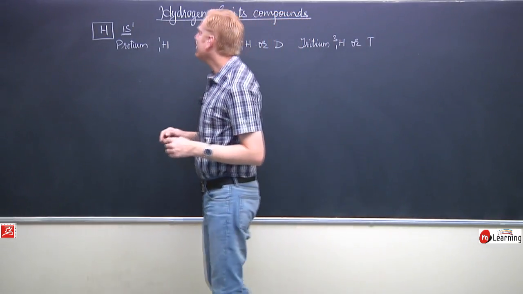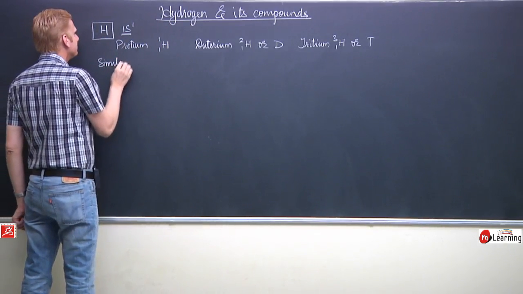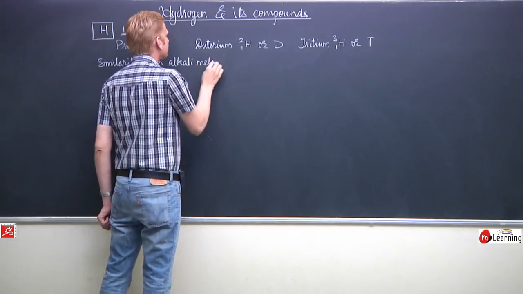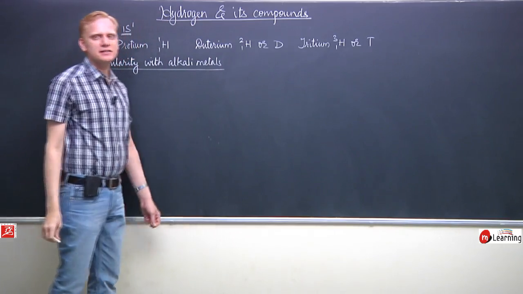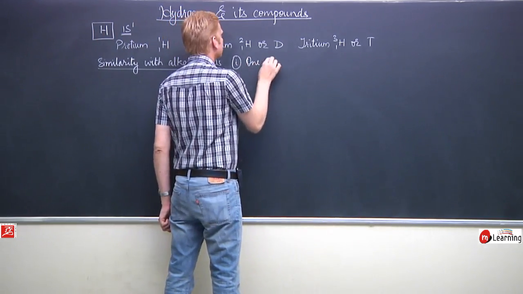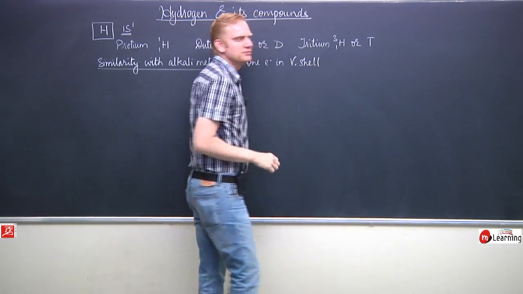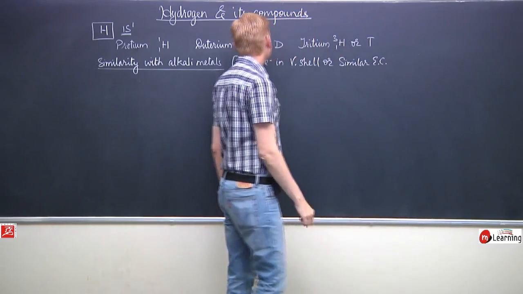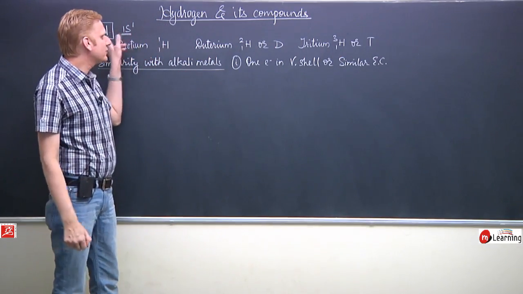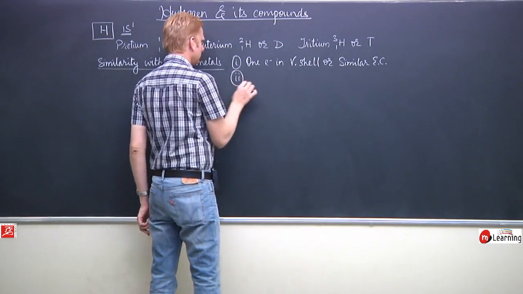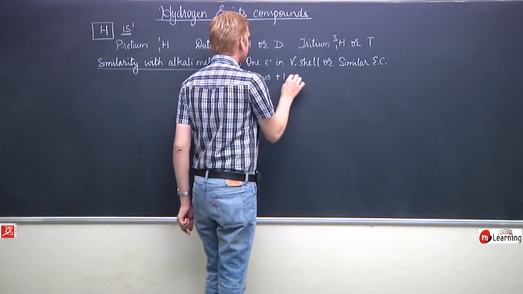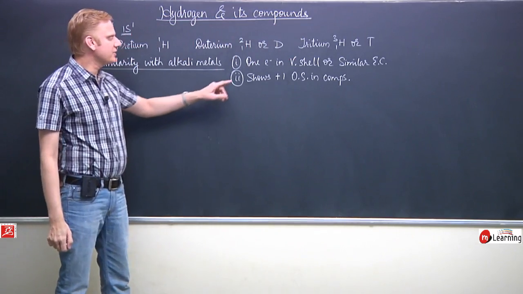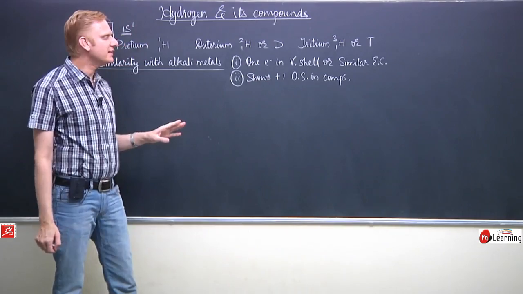Let us talk now about the properties in which hydrogen has similarity with alkali metals. Similarity with alkali metals. The presence of one electron in the valence shell. That means similar electronic configuration. This is the first thing in which hydrogen resembles the alkali metals. It shows +1 oxidation state in compounds. The oxidation state of alkali metals in their compounds is +1. That of hydrogen in the compounds is also +1.